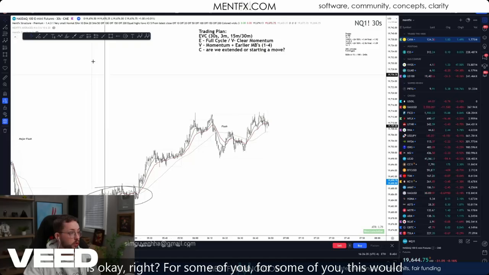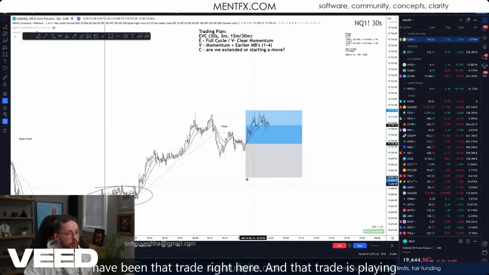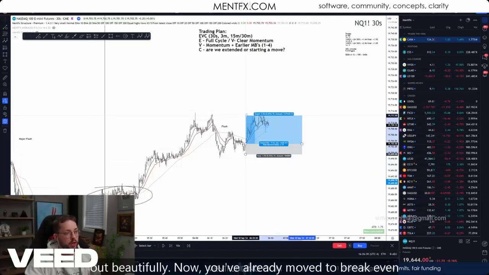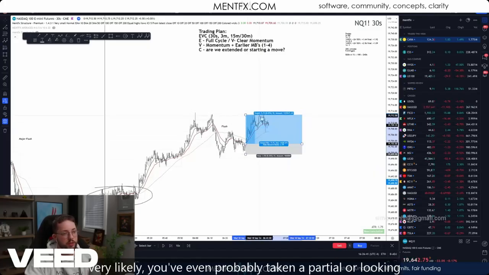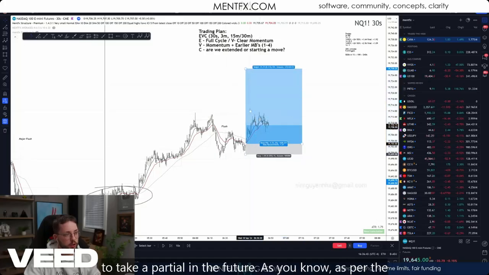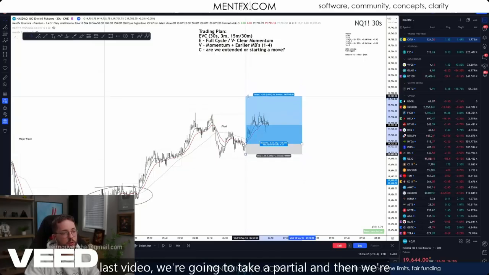For some of you, this would have been that trade right here. And that trade is playing out beautifully now. You've already moved to break even very likely. You've even probably taken a partial or are looking to take a partial in the future. As you know, as per the last video, we're using a 1-to-4 based rule, and then we're trailing.